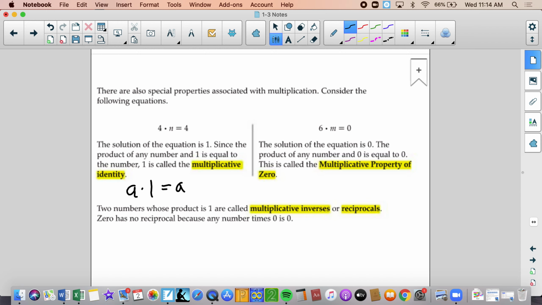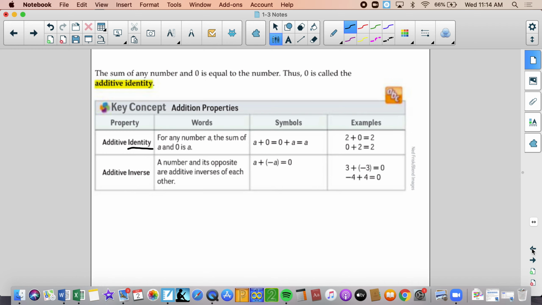The solution of the equation is 0. The product of any number and 0 is equal to 0. This is called the multiplicative property of 0. So remember how we had an inverse to get 0? We would add the inverse of the original number to get 0.